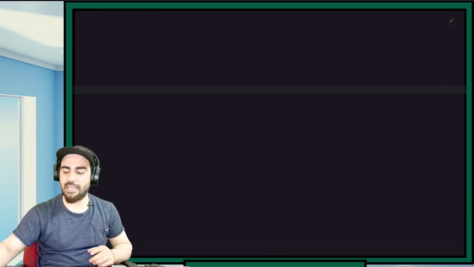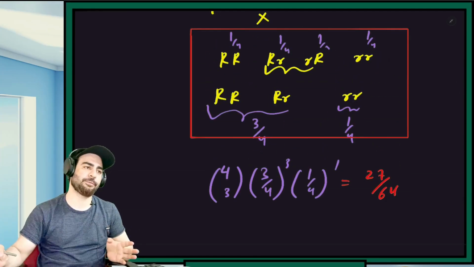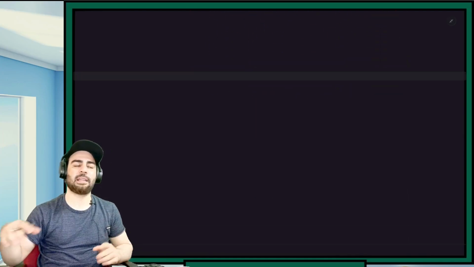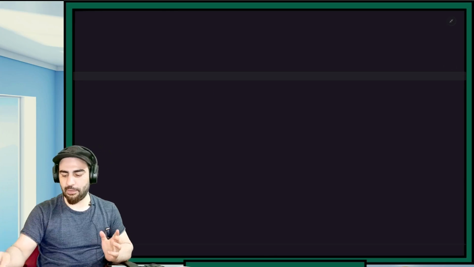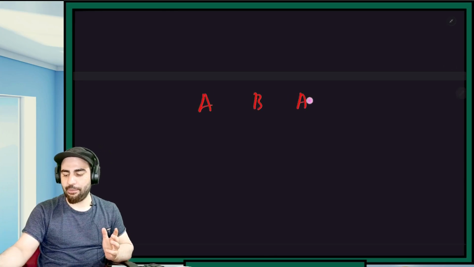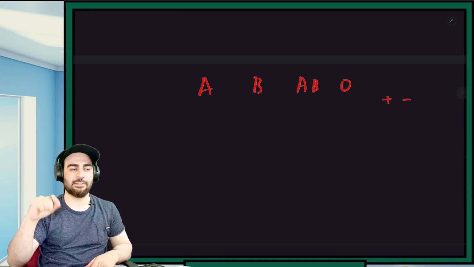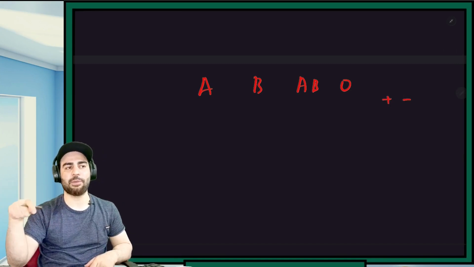Okay, and the same concept also applies to blood groups, because you have blood groups A, B, AB, and O. So these are the 4 blood groups. Then there are 2 more things: there is a rhesus factor, plus and minus. That means if the rhesus factor is present, it is positive. If it is not present, it is negative.